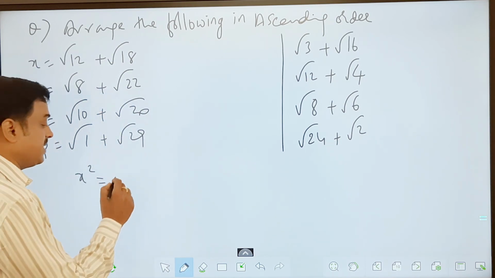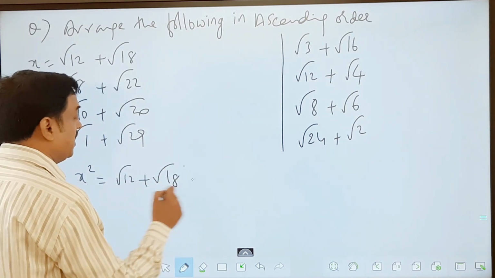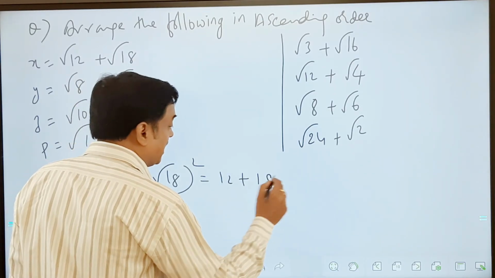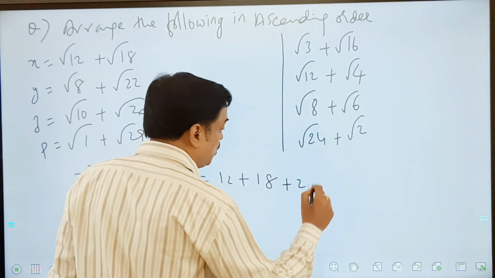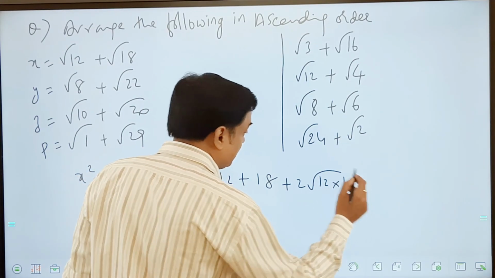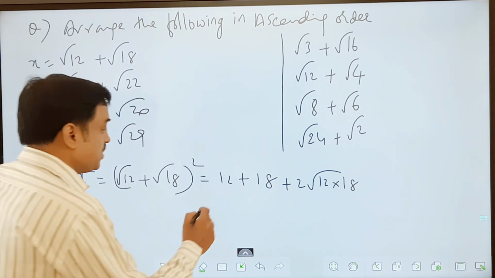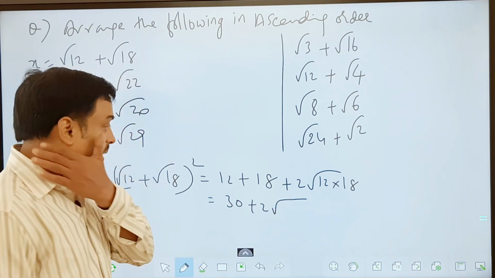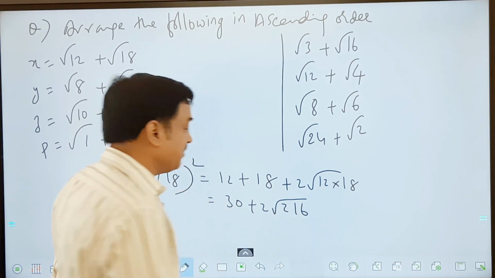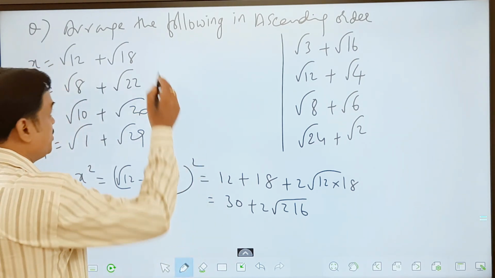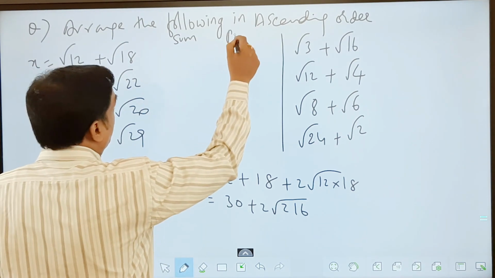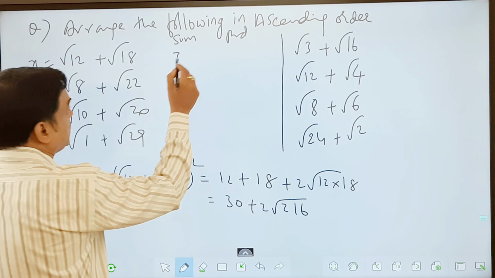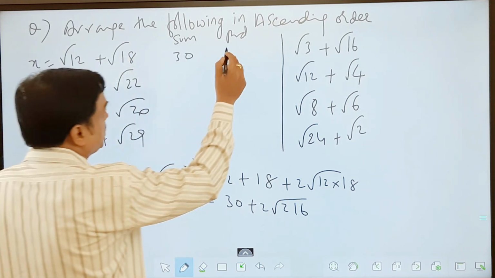If I do squaring on both sides, this will be root 12 plus root 18 whole square, the expansion of which will be 12 plus 18, a square plus b square plus 2 root ab, that is 12 into 18. Fair enough? So this is something like 30 plus 2 into under root of 12 into 18, which is 216 here. Now I'll write sum and product. What is the sum of these two numbers, friends? 30. The product of these two numbers is how much? 216.